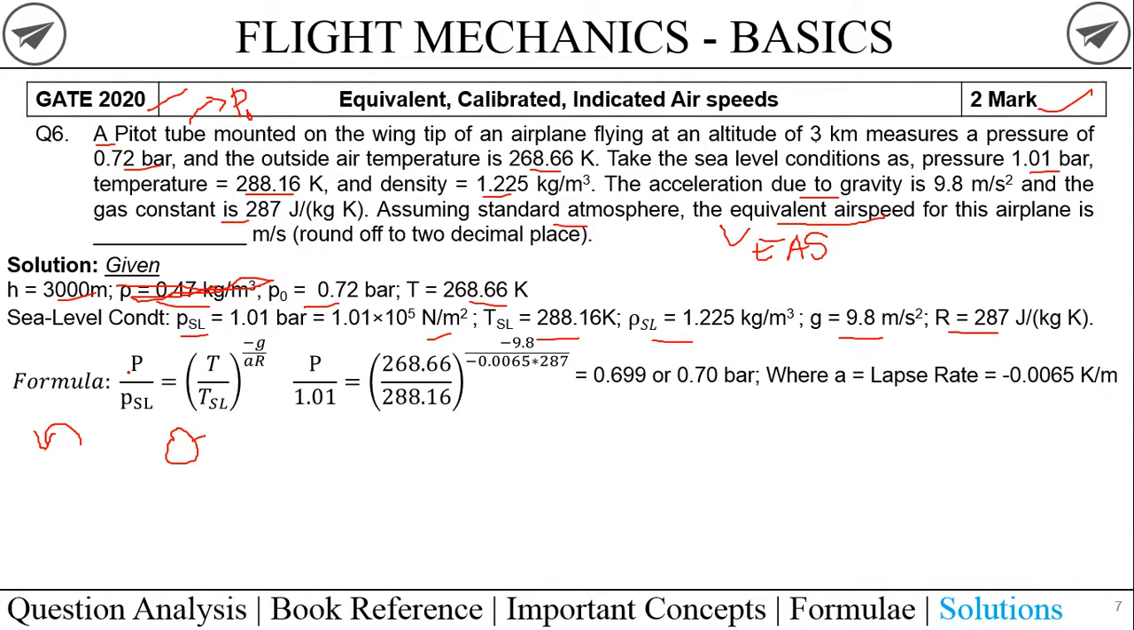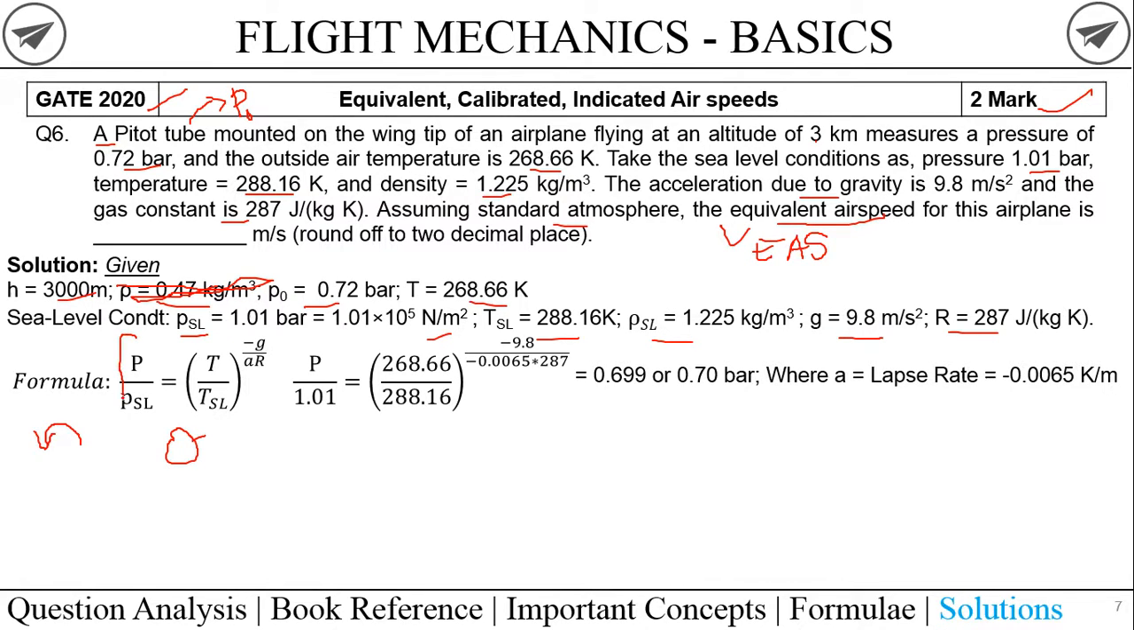So from the first lecture, or in particular the topic atmosphere and altitude, we can write the relation between the ratio of pressure at some particular altitude to sea level with temperature at that particular altitude to sea level as this.